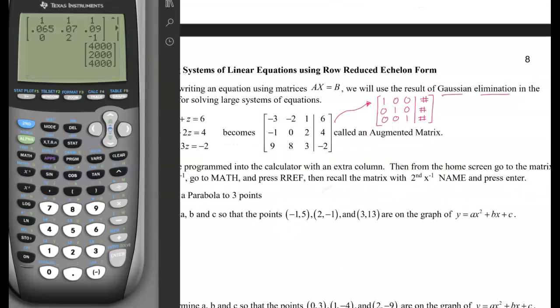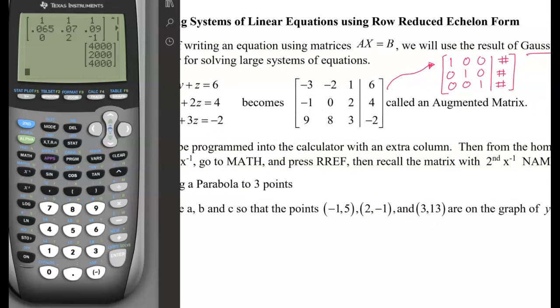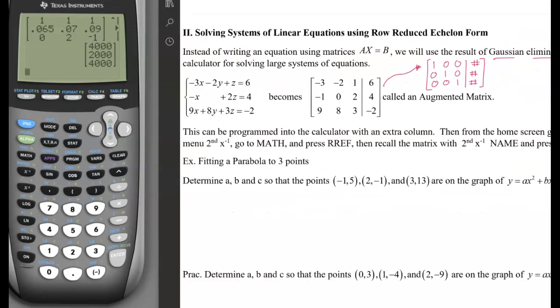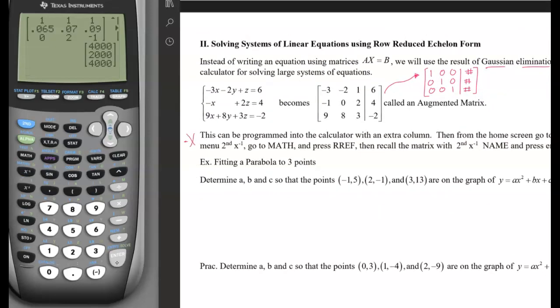So, to make your calculator do it, first you have to press, and it says it all right here, second, and then the inverse button, which has matrix written right above it. And you go over to math, and you go up to RREF, which stands for row reduced echelon form. On Desmos, there's literally just a button, like immediately on that matrix calculator that says RREF. That is row reduced echelon form.